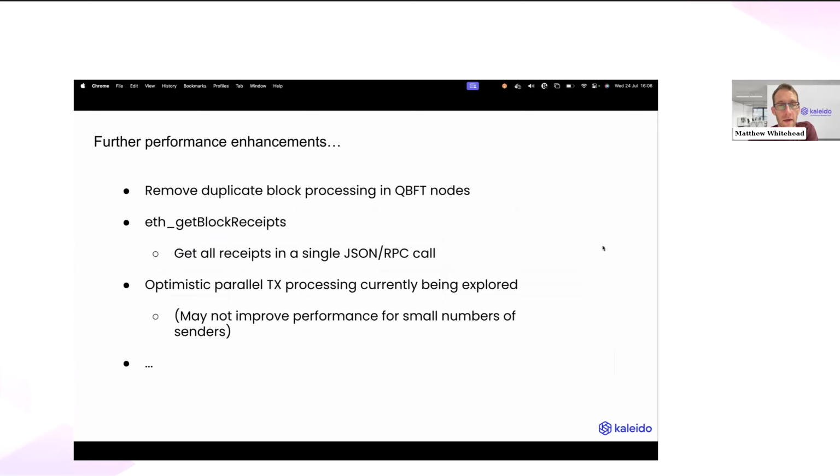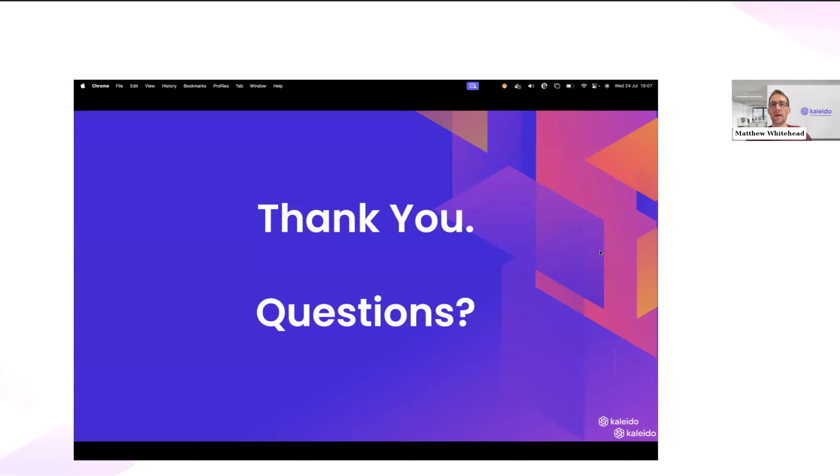Okay, last slide just says there will be more work going on. We know that there are places where we duplicate some of the block processing. We know that we could improve getting block receipts in one call rather than a call per transaction. There is already work going on to look at whether you can parallelize the transaction processing in Besu. People like Amezian, who are on the call, lead a lot of really valuable performance enhancement work in Besu itself. So there's lots going on. We expect more to come. So do watch this space, but that's pretty much the end of the slides.